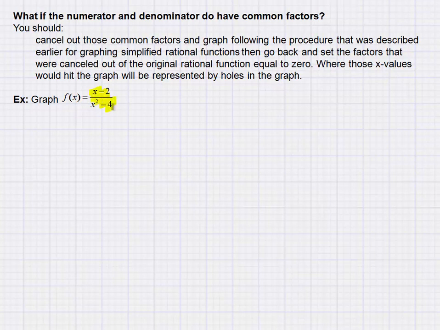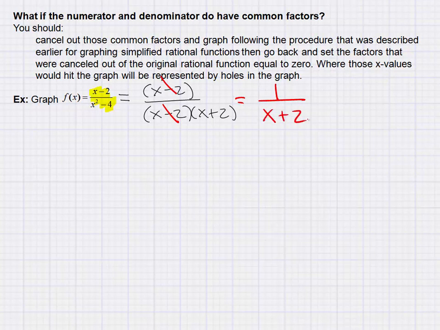This is a prime example of a function whose numerator and denominator do have common factors. So what are you going to do? Well, generally you're going to do the same things we were doing all along with all the other ones, except you're going to simplify it first. You're going to cancel the common factors first. So if I look at this, you're going to have x minus 2 over x minus 2 times x plus 2. That's how you would factor the denominator. The numerator would cancel with the one factor in the denominator, and you're left with 1 over x plus 2.